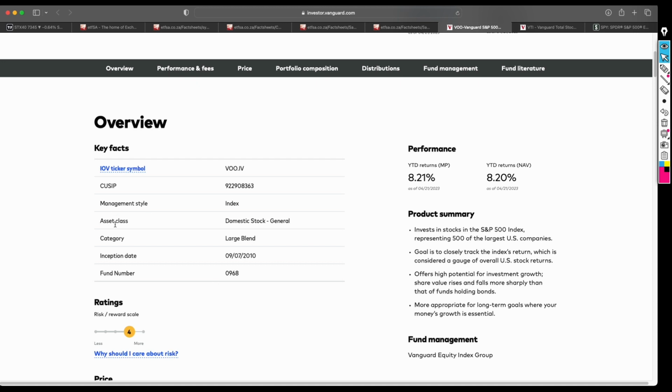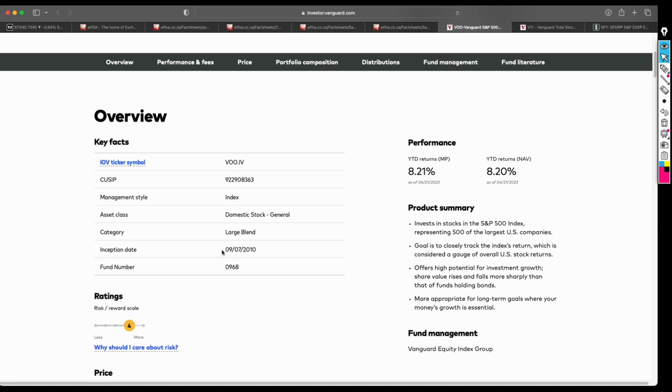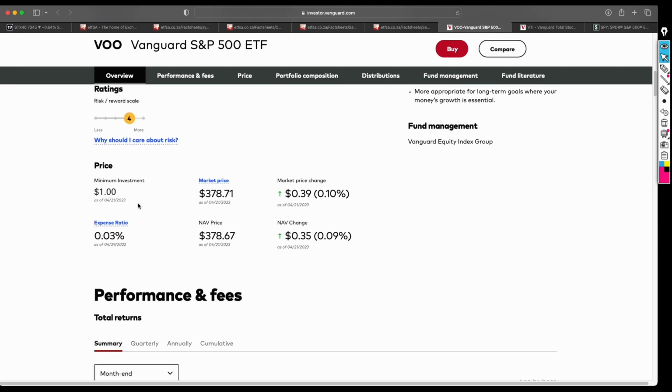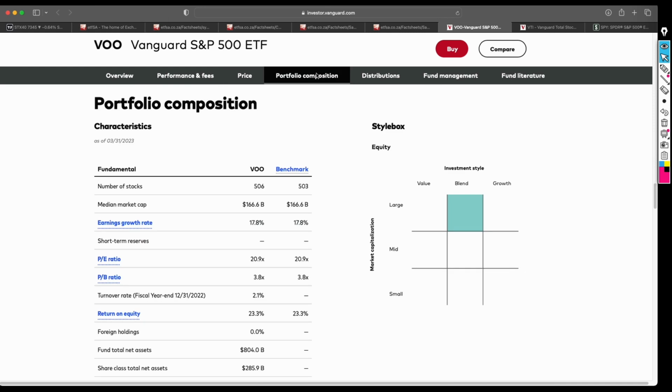So what you see here, the asset class, again, is domestic for Americans. This VO ETF was established in 2010, and there's a lot of information about that. The minimum investment amount is $1, but that's if you are using the Vanguard platform. If you are using EasyEquities, it has its own minimum, and other stock brokers have their own minimum investment amount. So now what I want us to look at is the portfolio composition, what it is made up of.